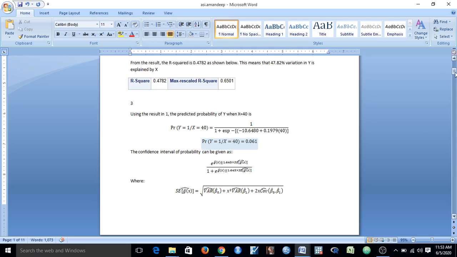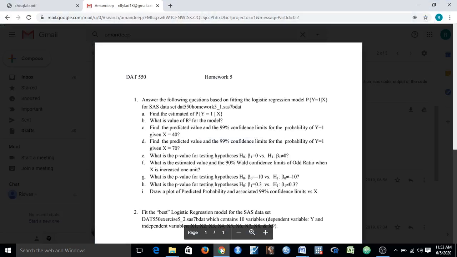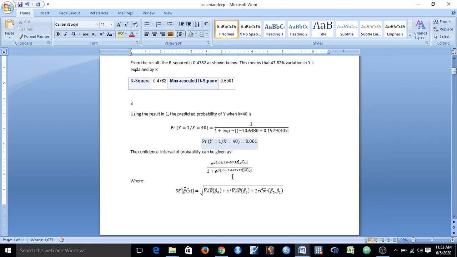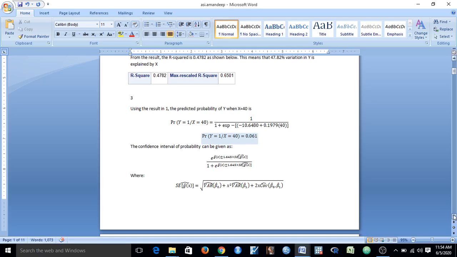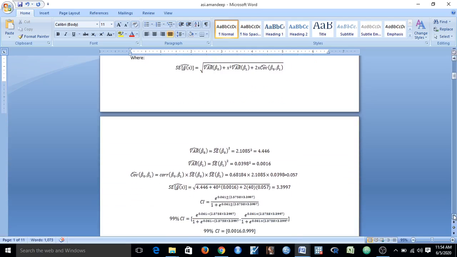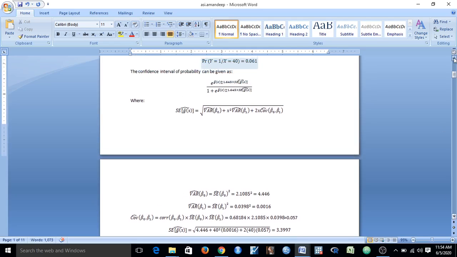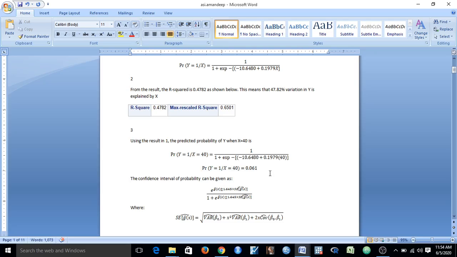Then to now determine the confidence interval, that is to determine the confidence limit, we have exponential of g of x plus or minus 1.645 times standard error of g of x, over 1 plus exponential of g of x plus or minus 1.645 times standard error of g of x. So then what is our g of x? Our g of x is the estimated probability, that is 0.061.